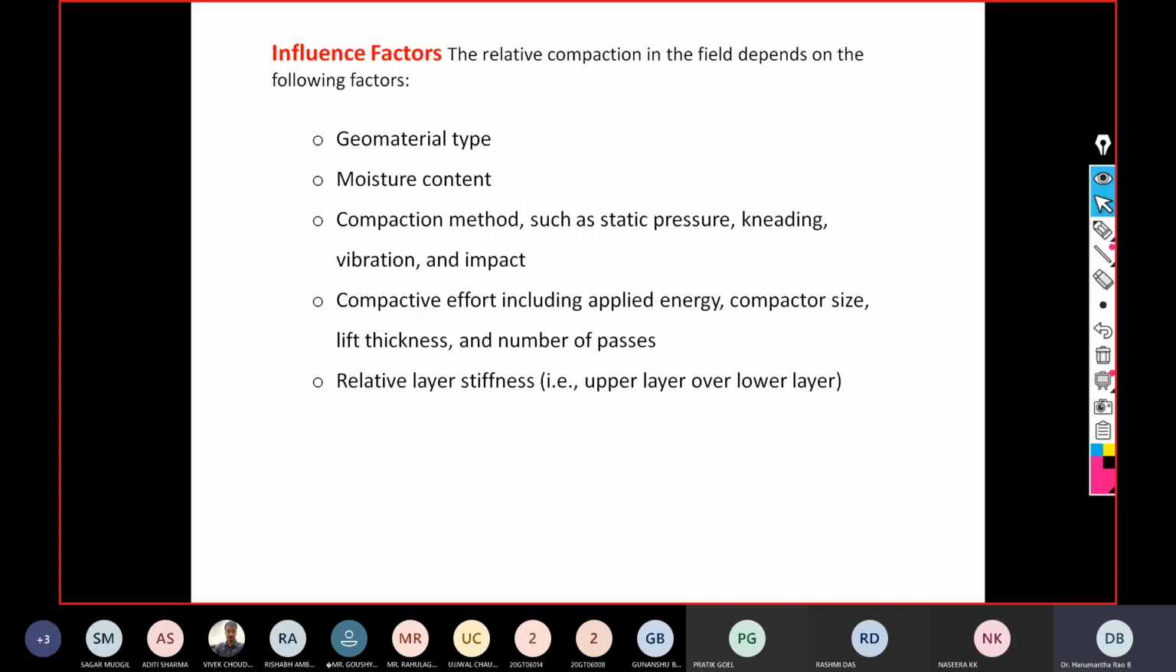Of course, there are static processes also, but we did not see them because standard Proctor is one of the well-established methods. While in the field, we can resort to any one of these methods: either static pressure, kneading action, vibration or impact, depending upon the soil type or geomaterial type. Then compactor effort also includes applied energy, compactor size, lift thickness, and number of passes. In fact, I have given a small introduction about these factors.